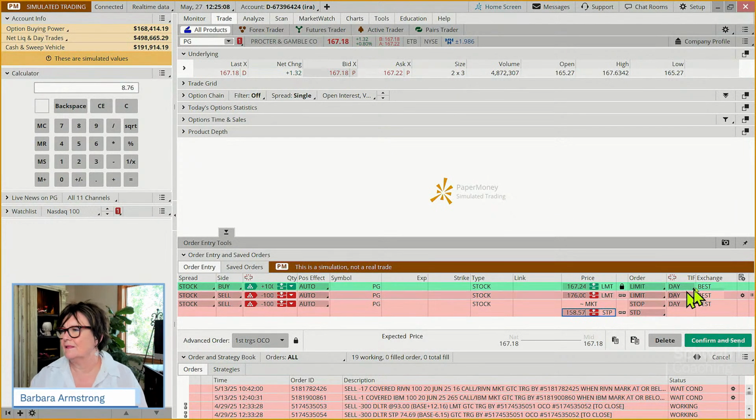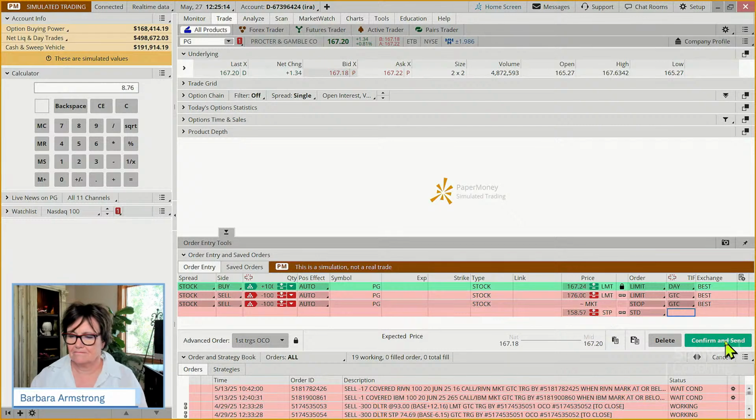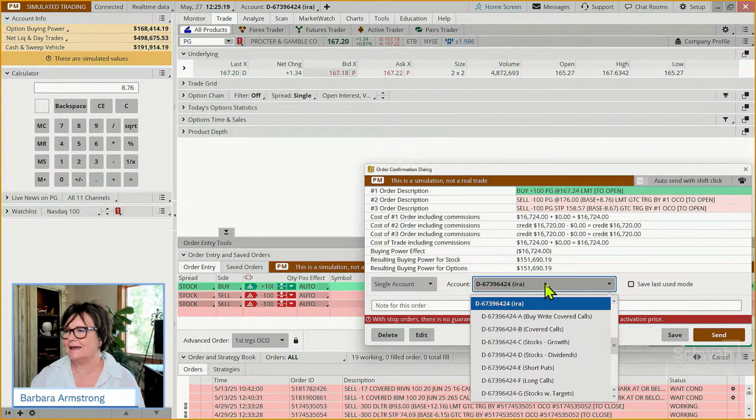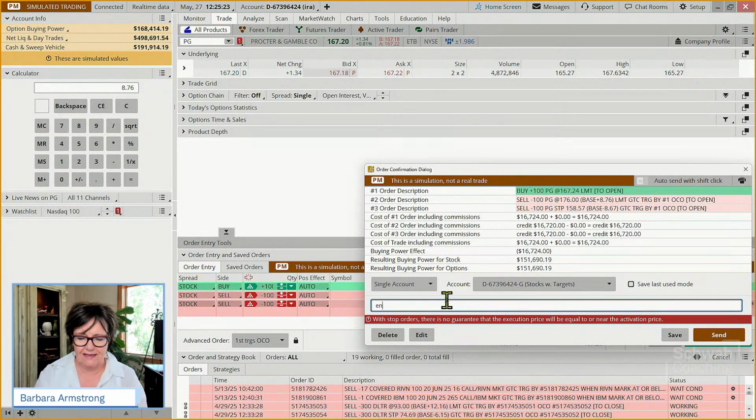158.57. And we're going to make both of these good till canceled. And we're going to put this in our stocks with targets. And we're going to say entry. This is a note from us to us. Target based on our triangle pattern.